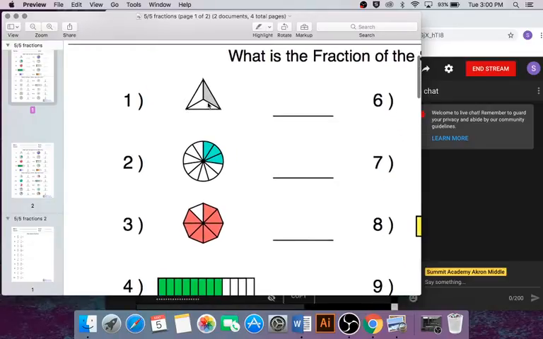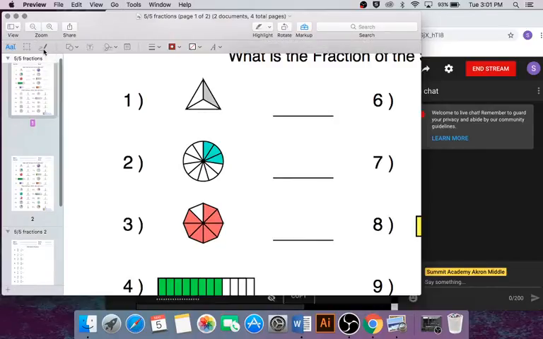we have a triangle that has 1, 2, 3 parts. So our denominator, our bottom number, is how many parts there are in the whole. So in the whole triangle, there are 3. And our top number is going to be how many we have shaded. So we see that we have 1 out of these 3 shaded. So our numerator, or top number, is going to be 1. So for number 1, our fraction is 1 over 3, or 1/3.